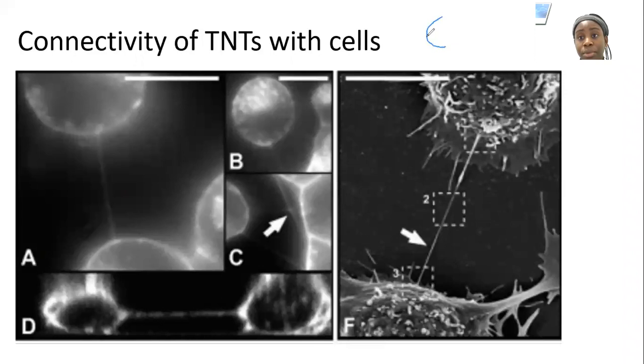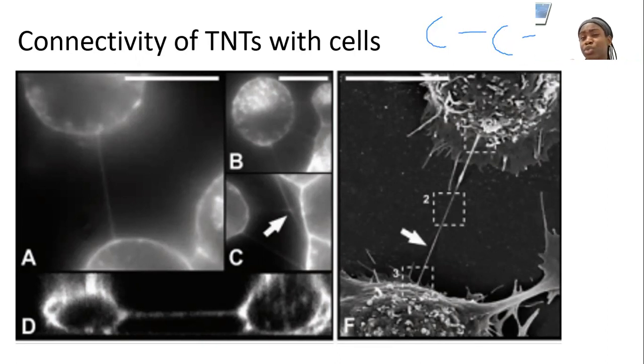So this is carbon 1 with the bond connecting to carbon 2 with another bond connecting to carbon 3. Let me call it cell 1, nanotube, cell 2, nanotube, cell 3. So the nanotube connecting cell 1 to cell 2 is different from the nanotube connecting cell 2 to cell 3.